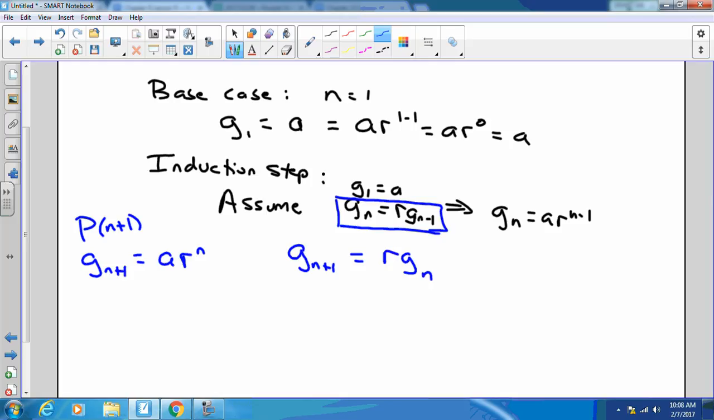Exactly so. So I can take G sub n plus 1 and rewrite it a little bit. Now, let's do a little bit of substitution. What do I know about G sub n? a r to the n minus 1. There you go.